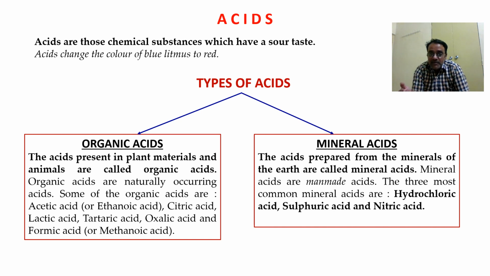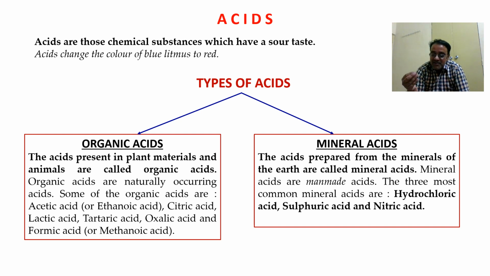So acids prepared from the minerals of the earth are called mineral acids. These are also called man-made acids. The three most common mineral acids are hydrochloric acid, sulfuric acid, and nitric acid. These are very strong acids. They can harm.